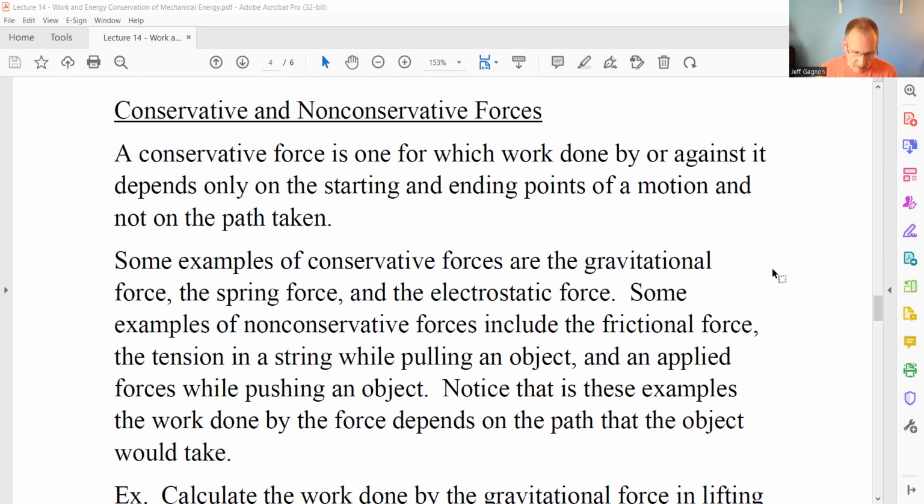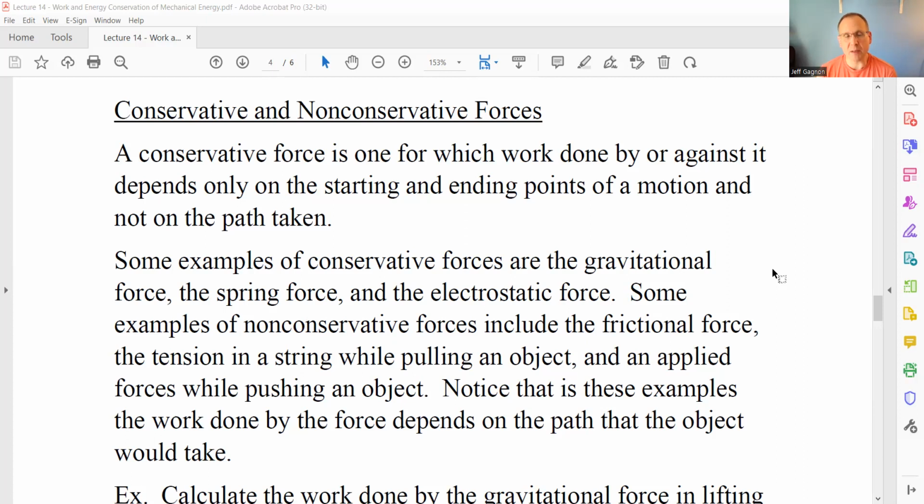So some examples of conservative forces are the gravitational force, which is the one that we're mostly going to be interested in this course. The spring force is also conservative, depending only on the initial and ending positions. And then if you were to study electricity and magnetism, the electrostatic force is also a conservative force. Really, we're mostly going to be interested in the gravitational force in this class.